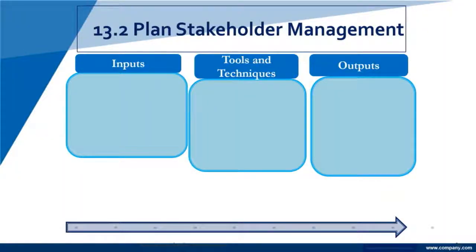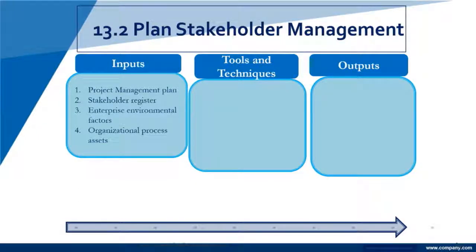So, plan stakeholder management. We've identified the stakeholders. We got a clue about who they are. Now we're planning. We use the project management plan, our stakeholder register, our enterprise environmental factors and our organizational process assets. Again, expert judgment is used as a tool. Meetings are used. Analytic techniques. So it's very standard stuff.